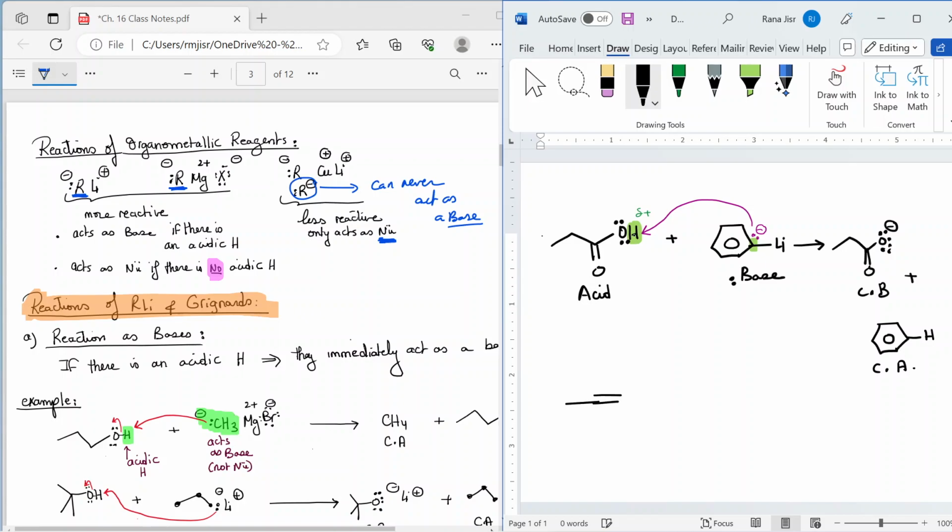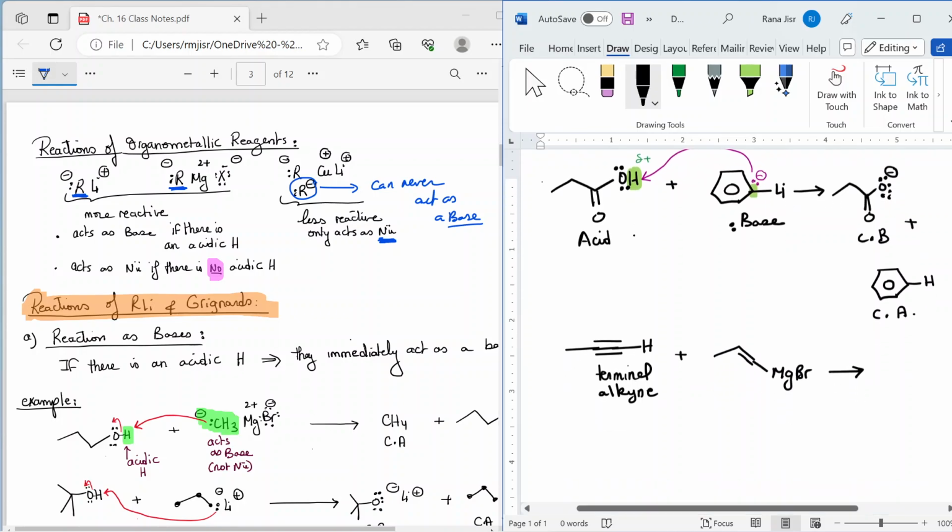Let's have another example. Let's say we have this terminal alkyne, and we are reacting that terminal alkyne with, let's say, a Grignard. So we have a double bond and then the Mg and the Br. Now in this case, again, you always look at the carbon. It doesn't matter whether the carbon is sp2, sp, or sp3 hybridized, the one connected to the metal. Here in this case, this is going to be my carbanion.